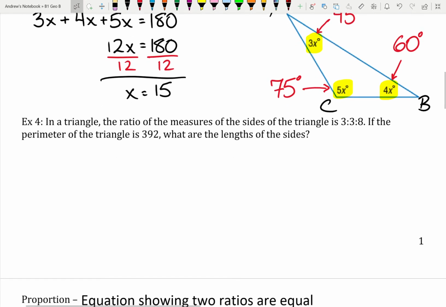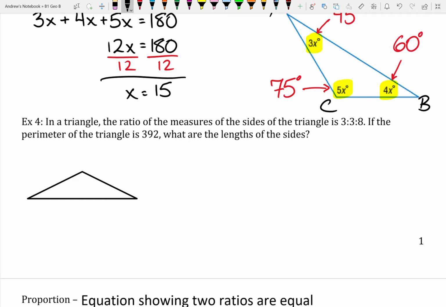So in this one, in a triangle, the ratio of the measures of the sides of the triangle is 3 to 3 to 8. So if the perimeter of the triangle is 392, what are the lengths of the sides? Let's go ahead and draw in a quick little triangle here. In geometry, a diagram is something that might be pretty helpful. Nice, look at that, perfect, first try.